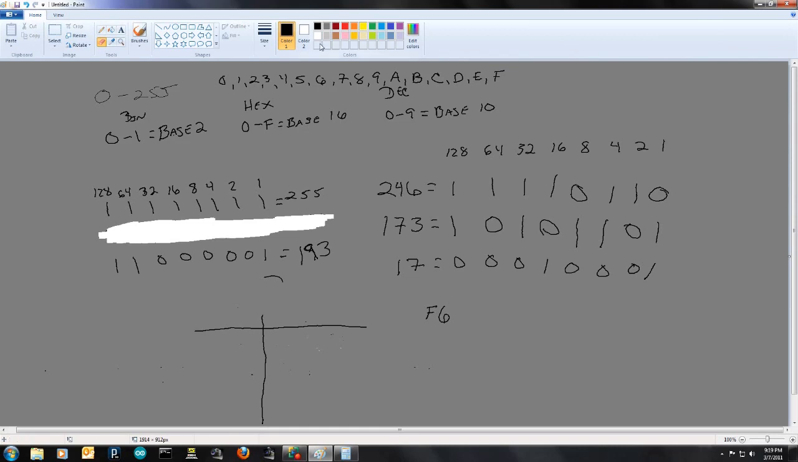Depending on how long this is, I might just leave that in there. Paint. Wrong color.